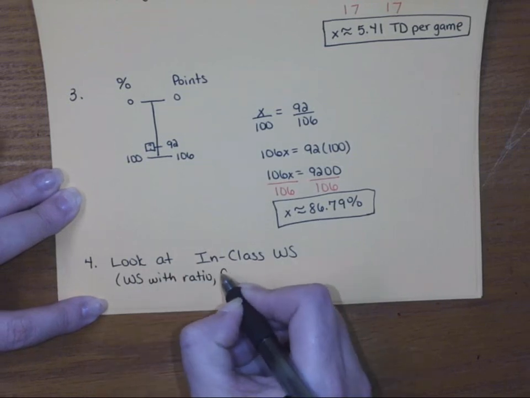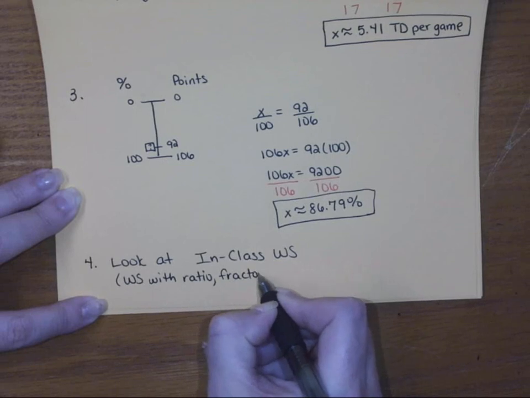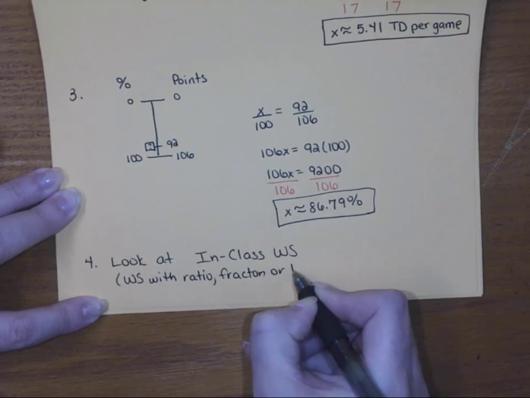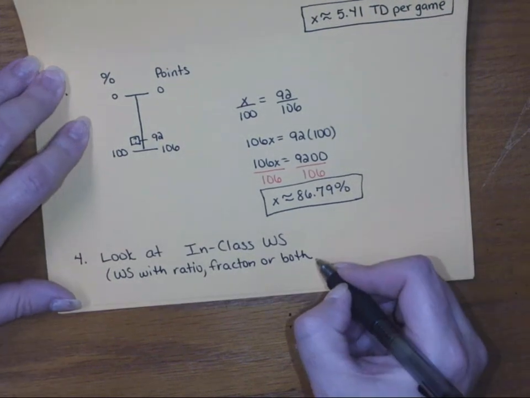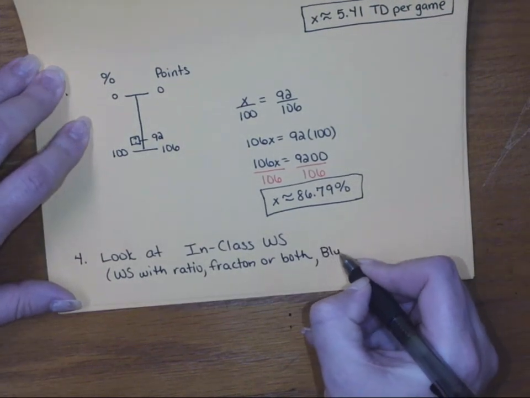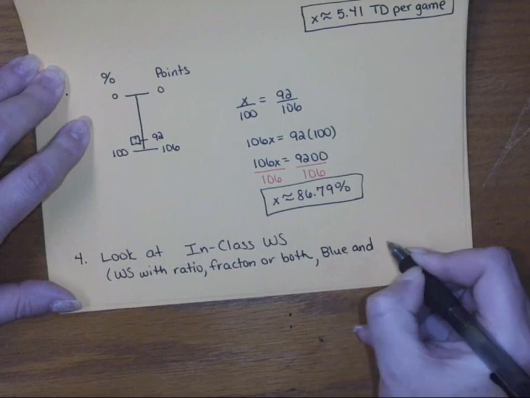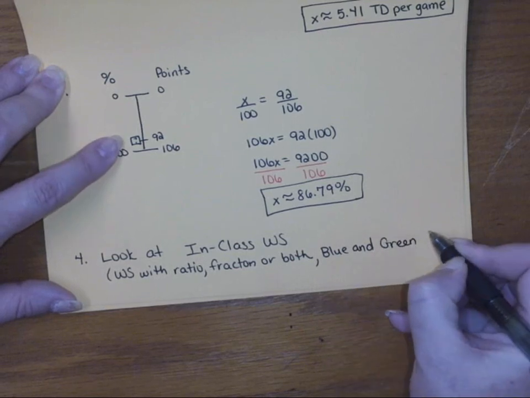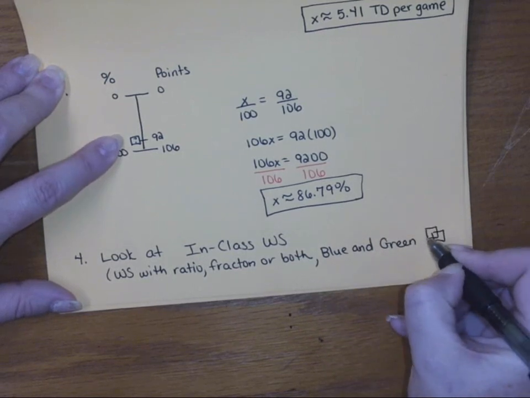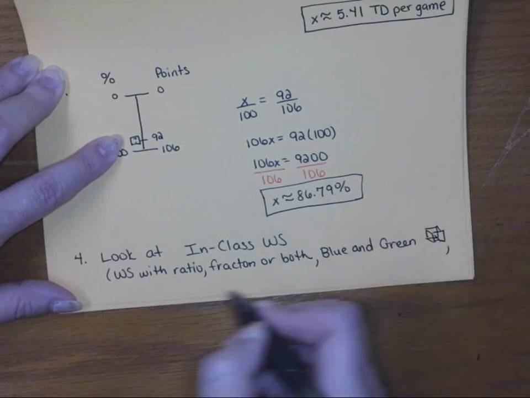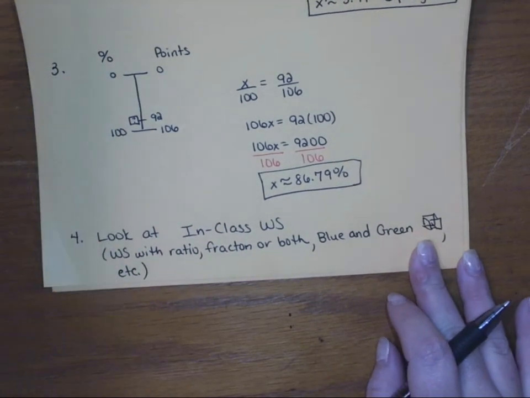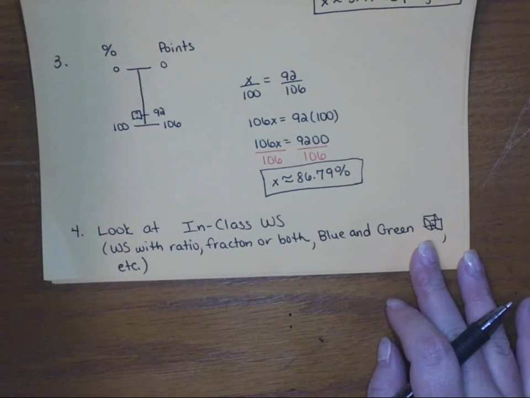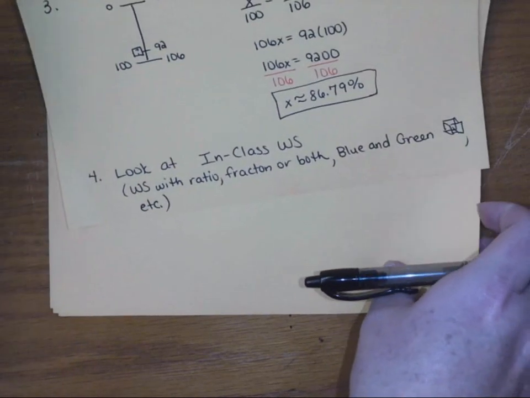you had to pick whether it was a ratio, a fraction, or both. Okay, that's one I can think of. There was one with blue and green cubes. And it was to do with proportions. Okay, so I'm just going to say etc. So those handouts that I refer to in the lecture notes, you'll want to be familiar with those. You might see questions like those on the test.